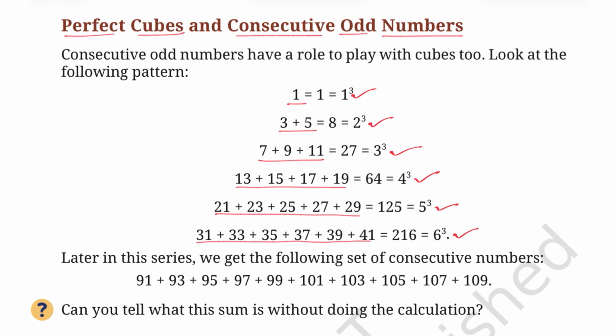Here is a question: what is the sum of 91 plus 93 plus 95 plus 97 plus 99 plus 101 plus 103 plus 105 plus 107 plus 109? And here we have to find out the answer without doing any calculation. We can observe here there are 10 odd consecutive numbers. So the answer will be 10 cube. You can add and check also. The sum of these numbers is 1000, which is equal to 10 cube.